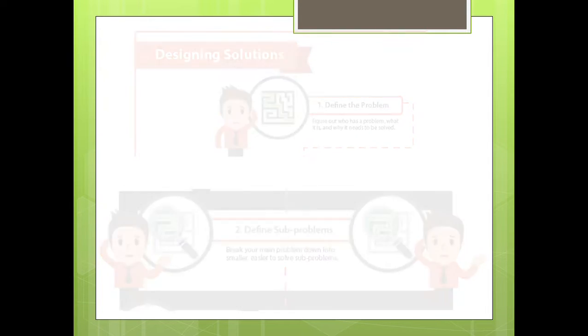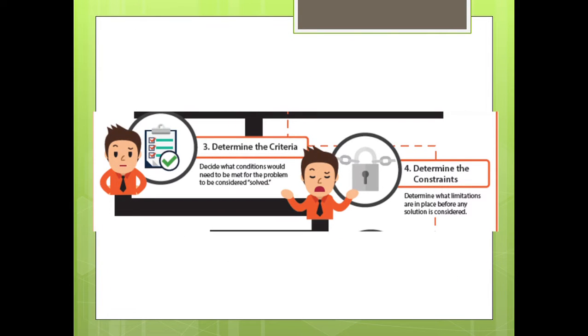All right, we have steps number 3 and 4. Number 3, determine the criteria: decide what conditions would need to be met for the problem to be considered solved. Number 4, determine the constraints: determine what limitations are in place before any solution is considered.